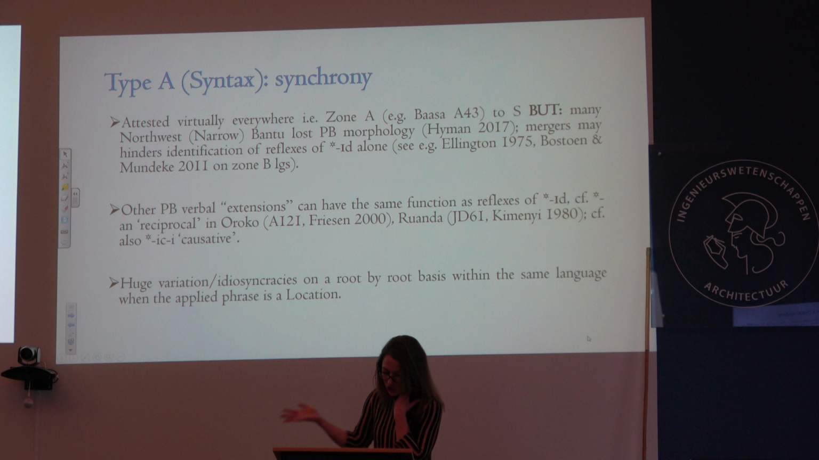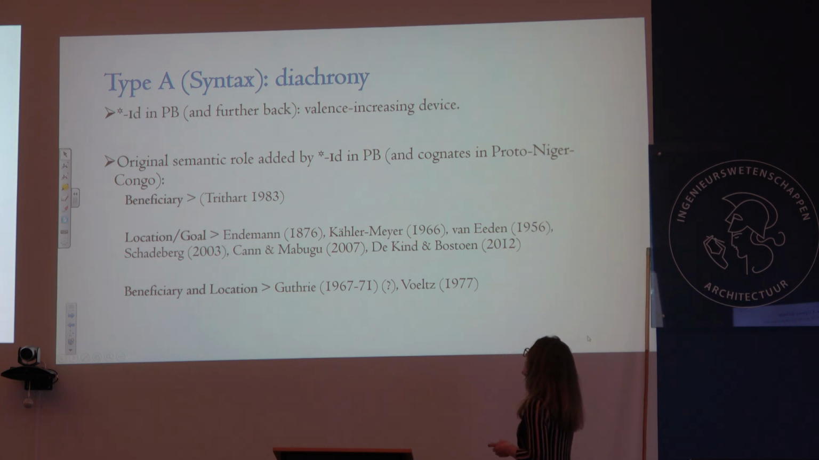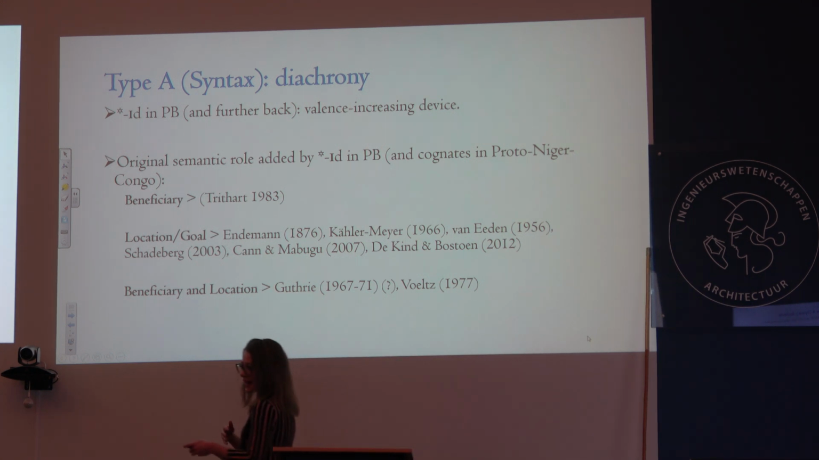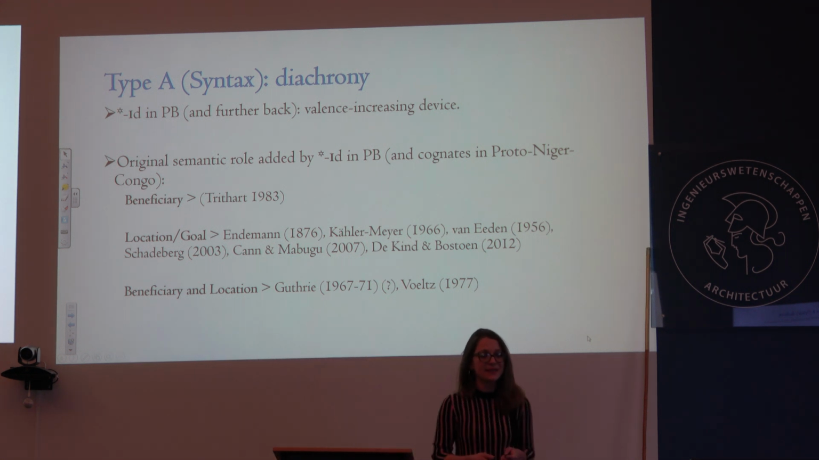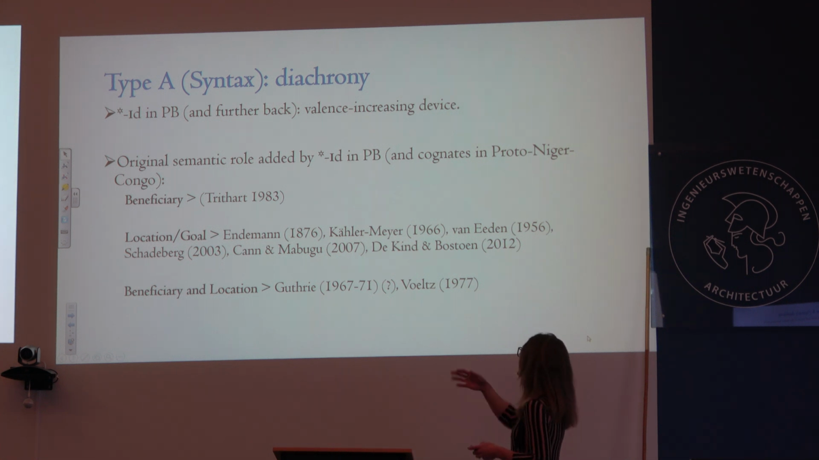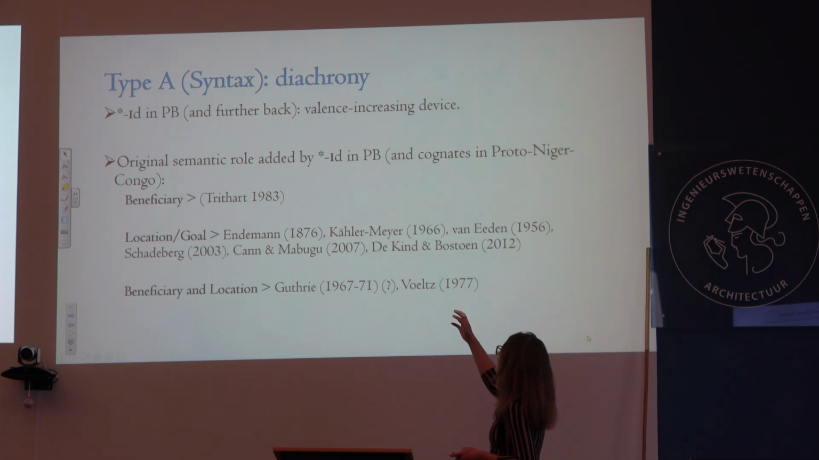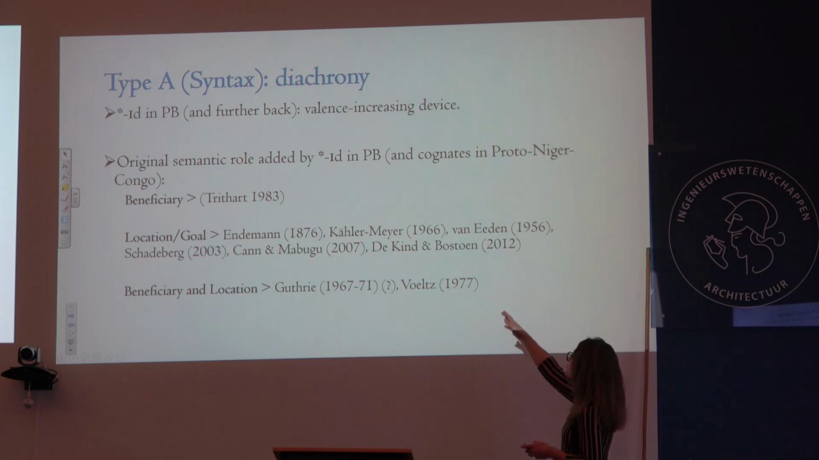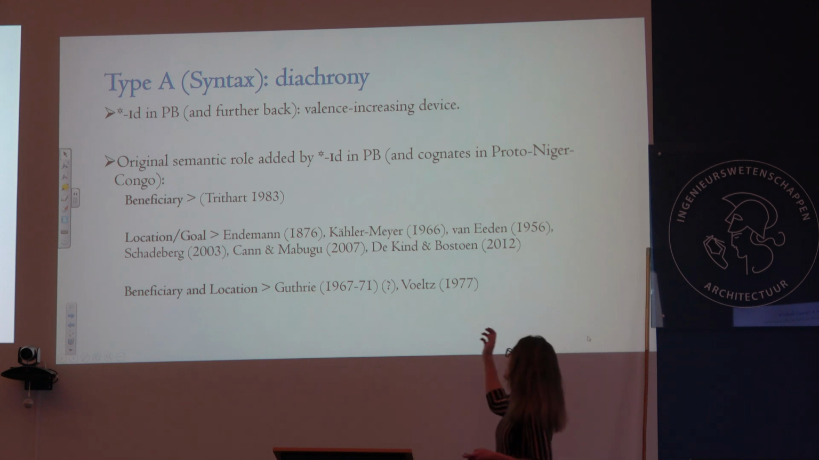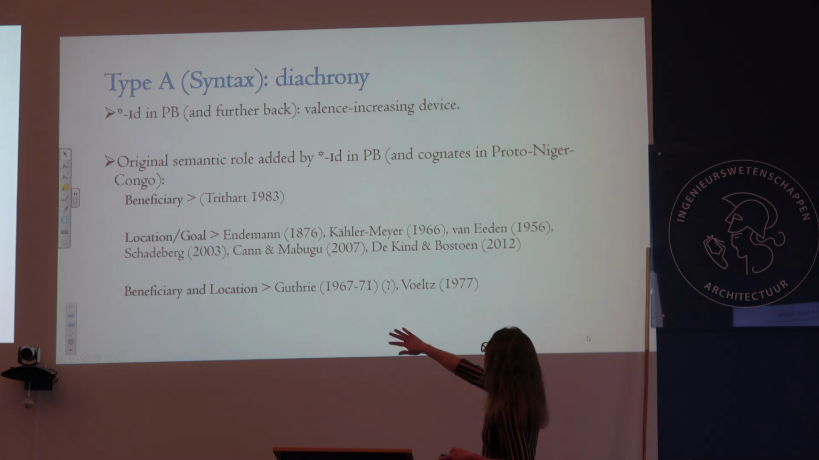You can see that by comparing 7 and 8, but the root find does not. So 9 and 10 show you that you don't really need an applicative to say he found her in the house. In Ndebele, the root cry requires an applicative to express location, as you can see by comparing 11 and 12, but the root cook does not. So in terms of diachrony, the Bantuists in this audience and those who are not here have proposed that very likely this morpheme was a valence increasing device further back in Proto-Bantu or even further back. And there is a debate as to whether the original semantic role that was introduced by it in Proto-Bantu was beneficiary, location, or goal, or a mixture of the two.